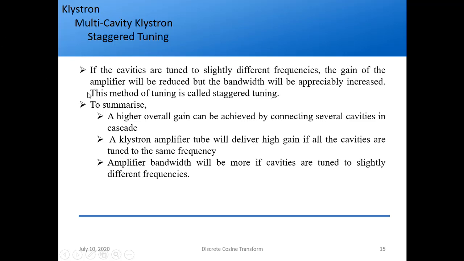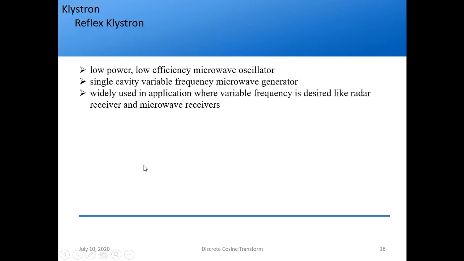Just to summarize what we did today: a high overall gain can be achieved by connecting several cavities in cascade, which is the multi-cavity klystron. A klystron amplifier tube will give a high gain if all the cavities are tuned to the same frequency, but the bandwidth will be reduced. So we have to make a trade-off between these two points, and the amplifier bandwidth will be more if the cavities are tuned to slightly different frequencies. Next is the reflex klystron. It is not an amplifier, but an oscillator. We'll discuss this tomorrow.